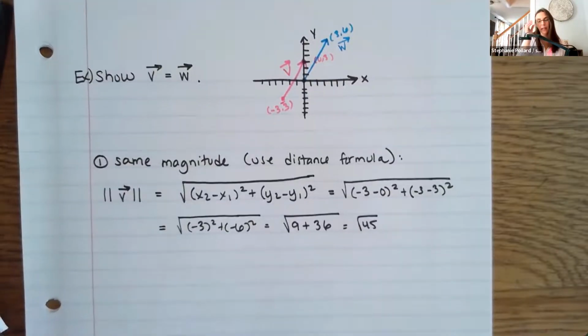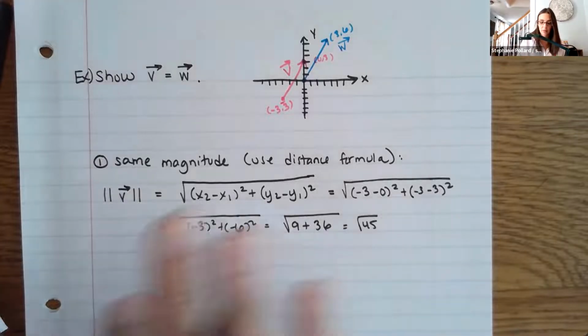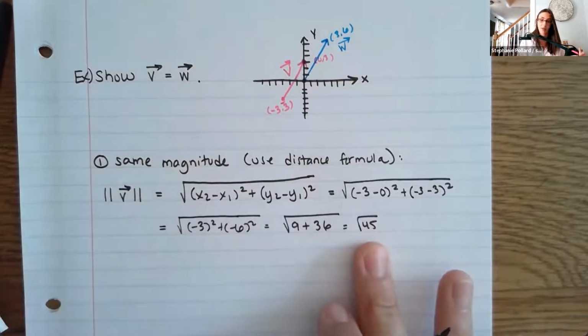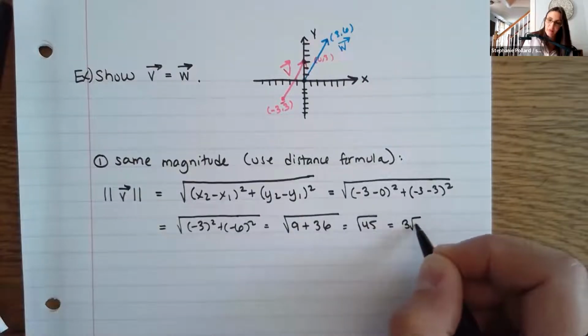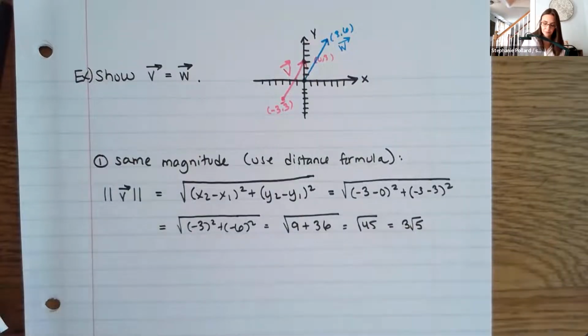Now, there's no reason to really simplify too much here because I'm just making sure that they're the same. If I wanted a nice formal answer for the magnitude of v, then again, you could simplify as much as possible. So this actually does simplify to 3 root 5, if you need a nice final answer.